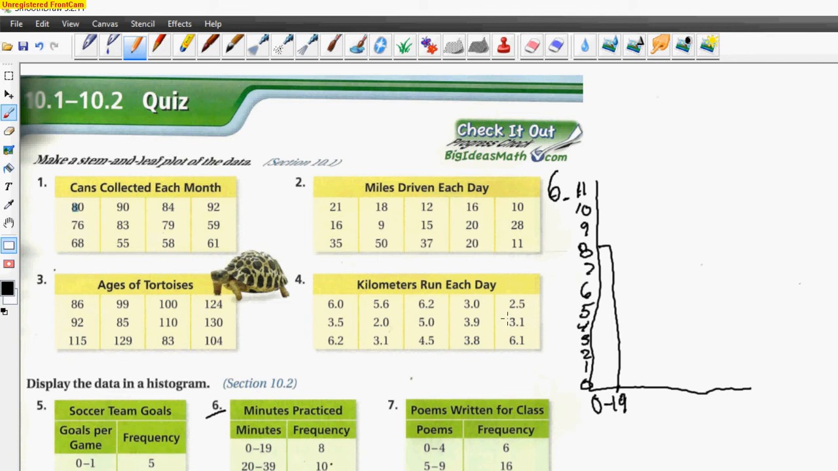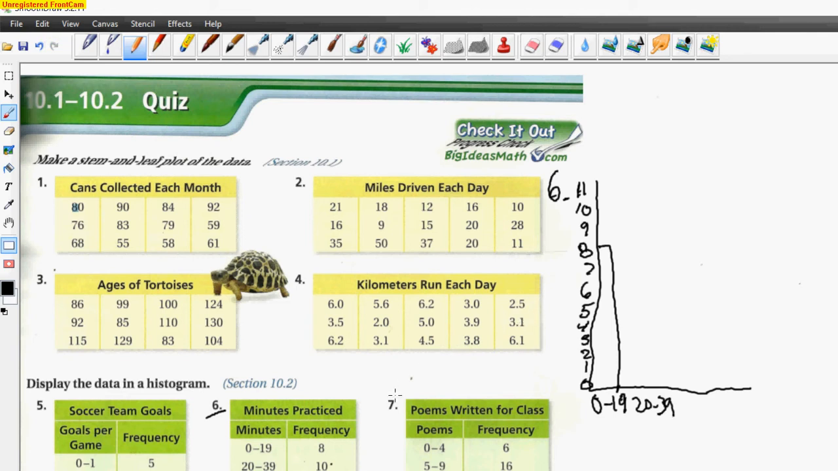So let's go from 20 to 20. I'm sorry, 20 to 39. Okay, so I'm going to erase this one. I put 20, but I'm going to put the right number. Okay, so that's 39. Let's get that going.